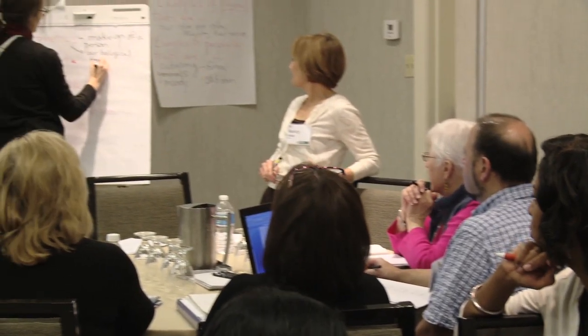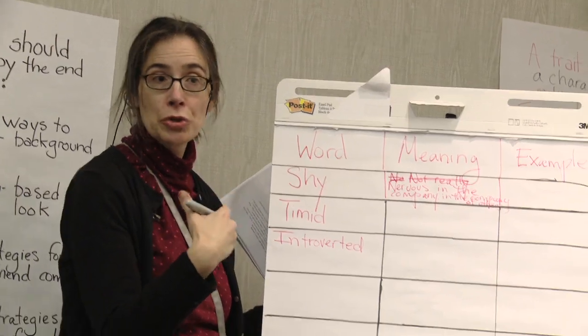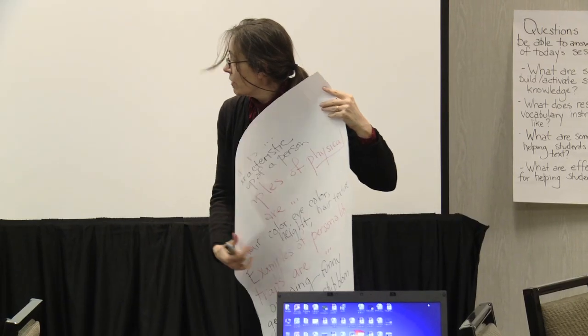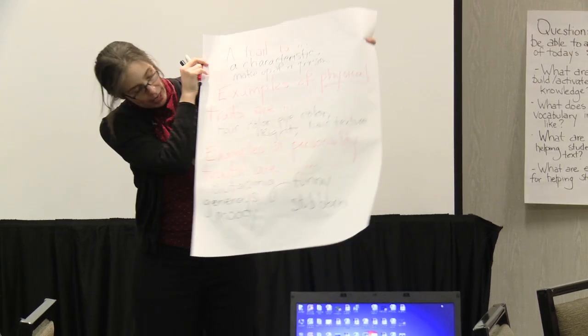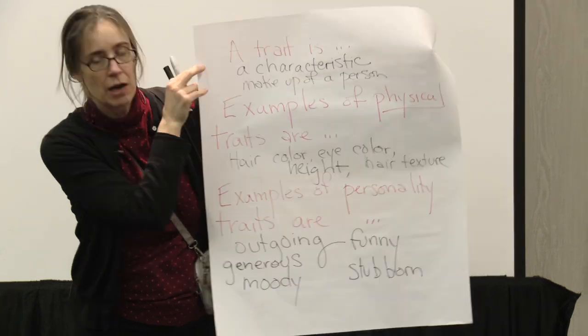Can someone give me an example of a physical trait? Hair color. Okay. In this particular lesson, we talked about traits. We introduced some words that would describe different personality traits, like assertive, introverted, extroverted, and worked with those words a little bit. So we have talked about some different personality traits. And here are some other ones: outgoing, generous, moody, funny, stubborn.